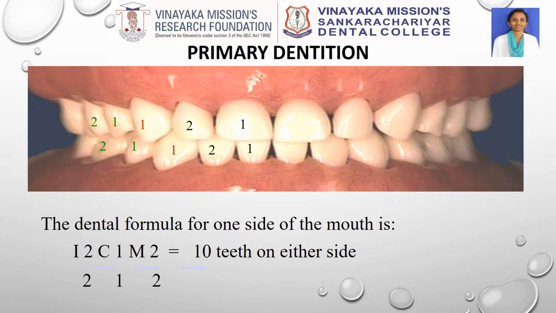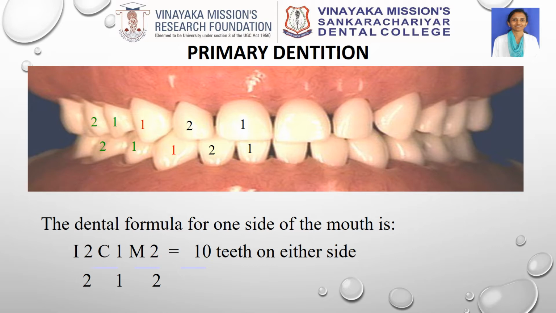The primary dentition can be explained using a dental formula. The dental formula is explained for one side of the mouth. This is I2/2, C1/1 and M2/2. That is, 10 teeth are there on either side. Here I is incisor, C is canine and M is molar.